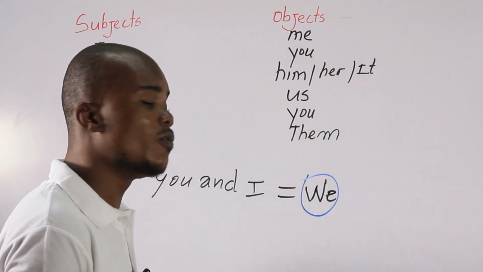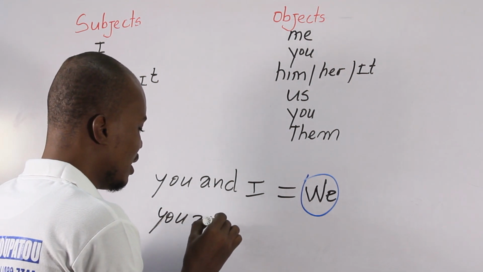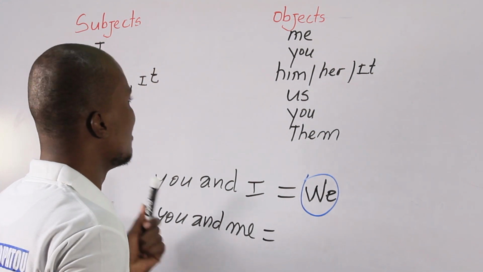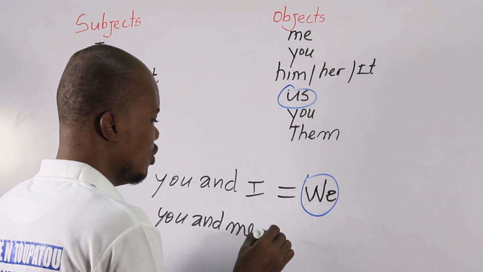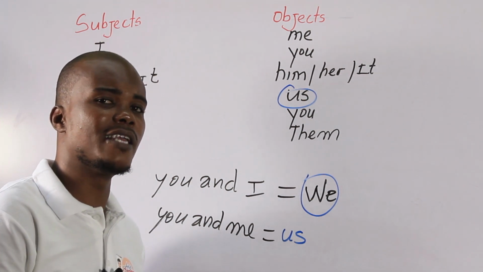And the same thing when you're talking about you and me, it is us. My mother is going to buy something for us.